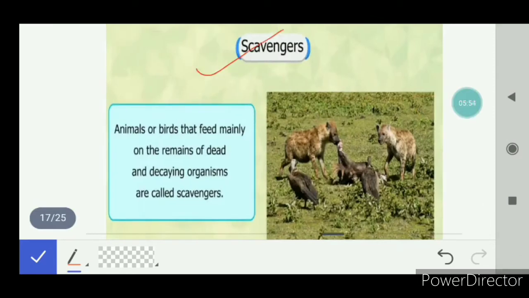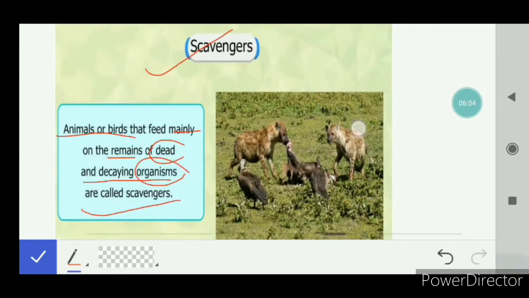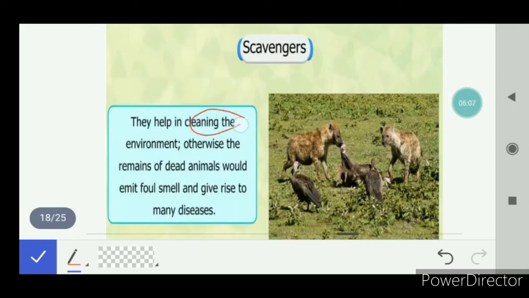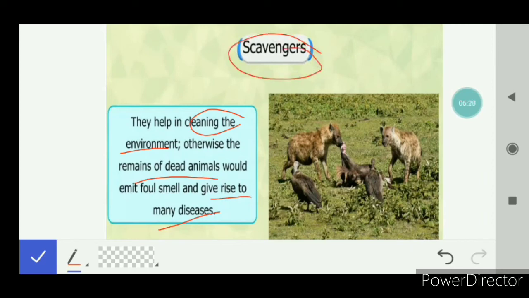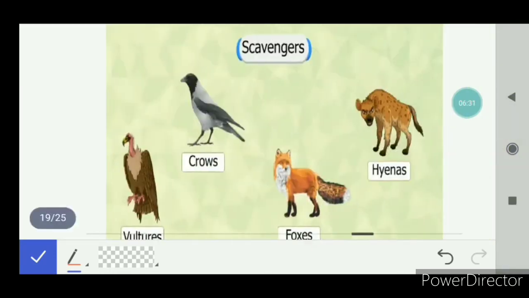First is scavengers. Animals or the birds that feed mainly on the remains of dead and decaying organisms are called scavengers. Scavengers help in cleaning the environment. Otherwise, the remains of dead animals would emit foul smell and give rise to many diseases. So, the scavengers are very important for our environment because if they do not eat up dead animals, dead matter would pile up. It would pollute the environment and would give rise to many diseases.